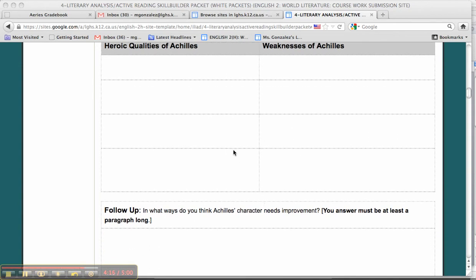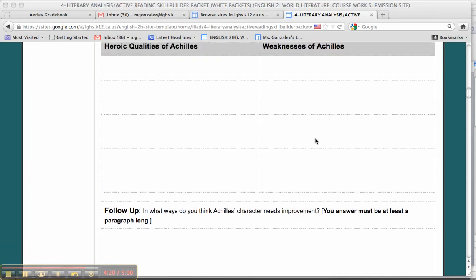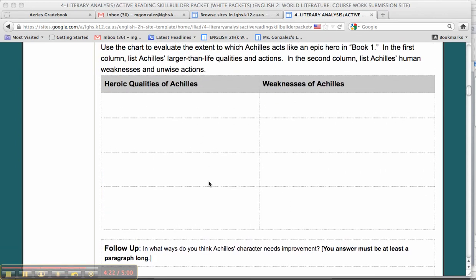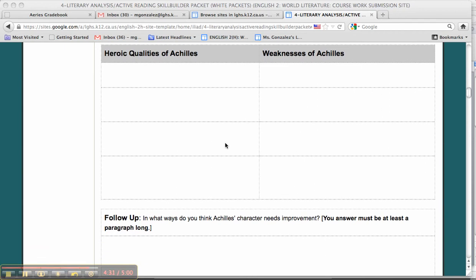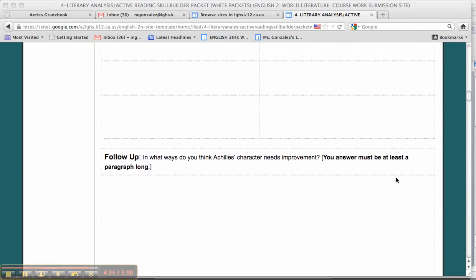Quickly on the follow-up here, you do have to do the follow-up. In what ways do you think Achilles' character needs improvement? So it goes back to the chart you did here. Once you wrote down all his heroic qualities and filled out his weaknesses as an epic hero, you have to look at him, and again you're evaluating, you're judging. You need to tell in a paragraph. It says your answer must be a paragraph long.